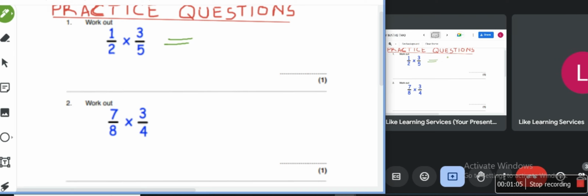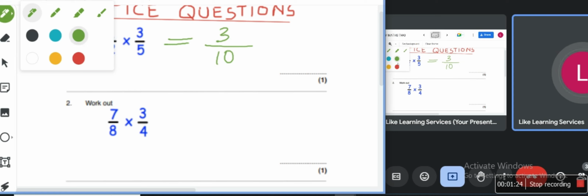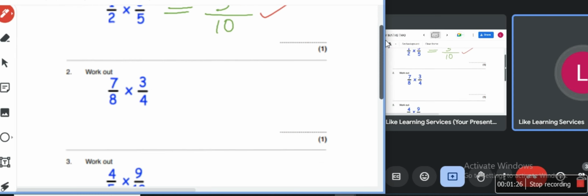That gives 3 over 10, because 1 times 3 is 3. Good. That's for the numerators. The denominator, 2 times 5 is 10. I think that's the answer. Okay, so that's cool. Next.